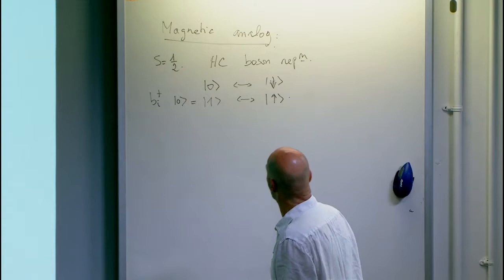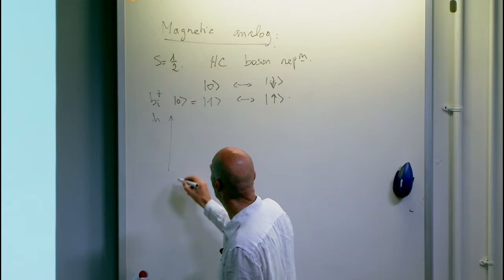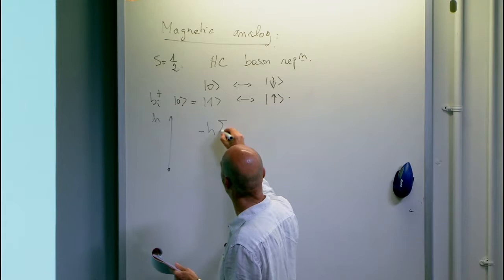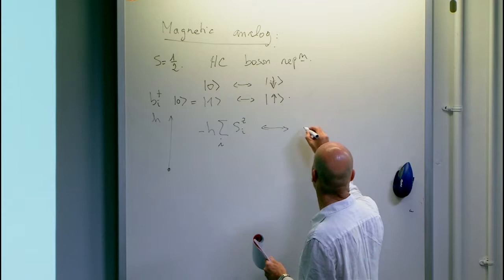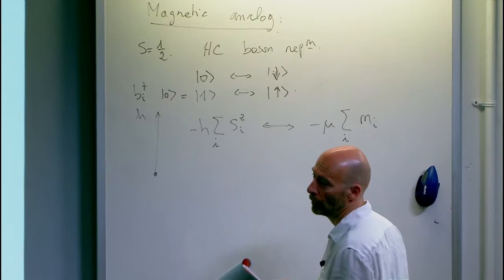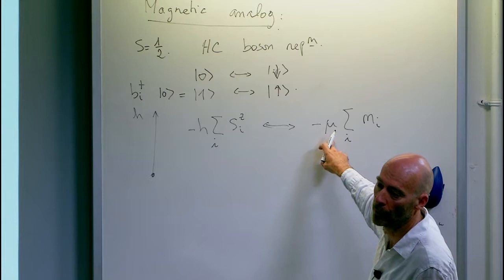And assume I introduce a magnetic field, which I can choose along the z direction. The Zeeman energy, which is minus h sum over all the sites S_i^z, can be written in the boson language as a chemical potential, which involves the density of bosons. So when I crank up the magnetic field, it's like changing the chemical potential and doping the system. So there is this nice parallel.